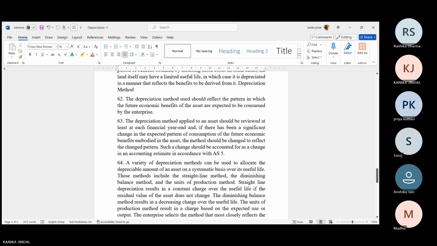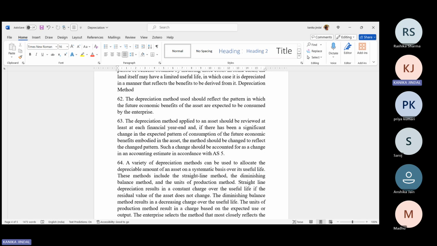Next, the depreciation method applied to an asset should be reviewed at least after every financial year end. So whichever depreciation method is being applied, we must review it once at the end of the financial year, and if there has been a significant change in the expected pattern of consumption of the future economic benefits, then the method should be changed to reflect the changed pattern. So whichever depreciation method we are using, we will review it at the end of every financial year.